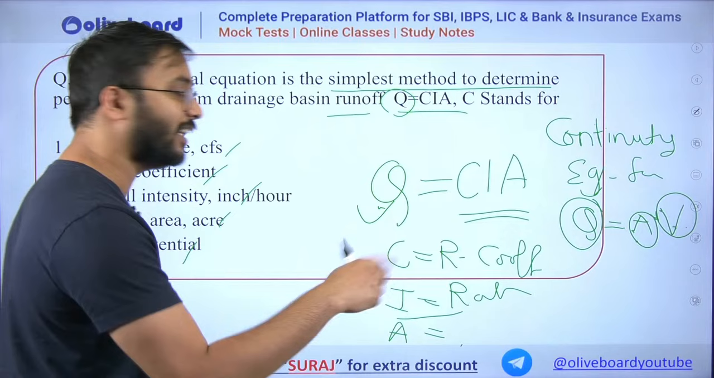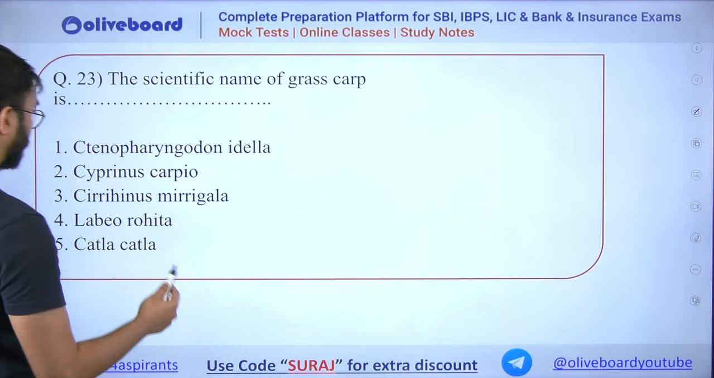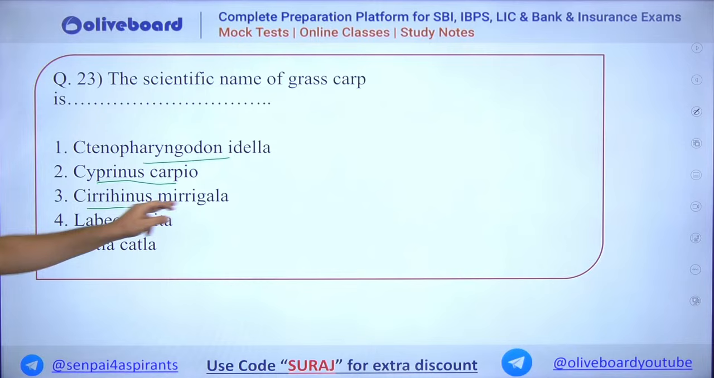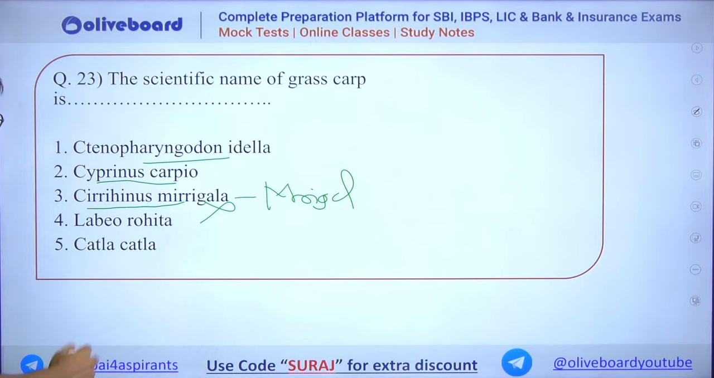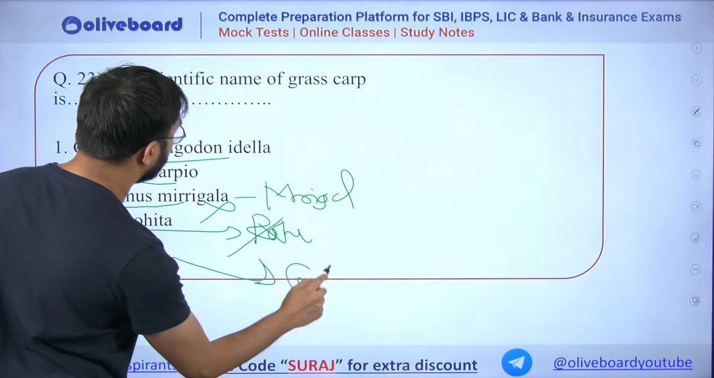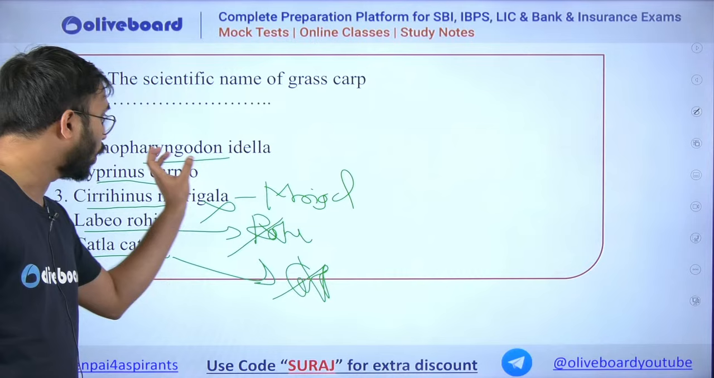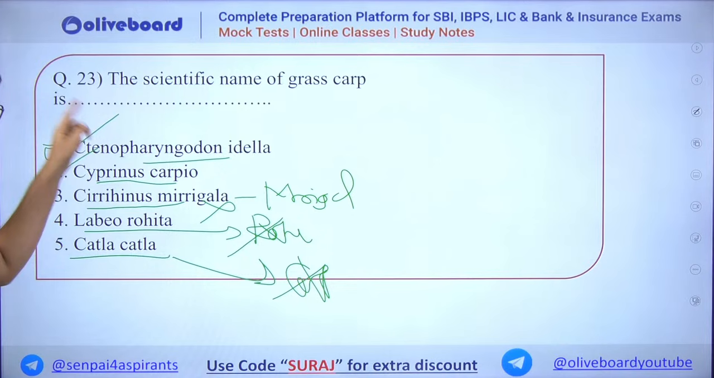Next, the scientific name of grass carp is called what? Tenopharyngodon idela, Cyprinus carpio, Cyprinus mrigala. No, this is for mrigal fish, so eliminate this. Labio rohita, this is for rohu, so eliminate this. Katla katla, this is for katla fish, eliminate this. So the answer will come from Cyprinus carpio or Tenopharyngodon idela. I have made it very simple for you. The answer will be either 1 or 2. Now look at how clearly I know the scientific names. In this way you should also know.